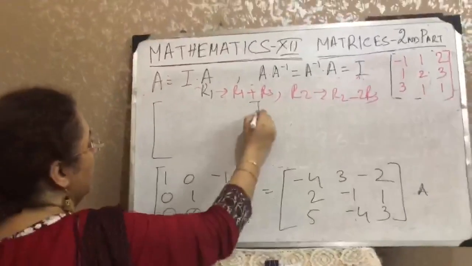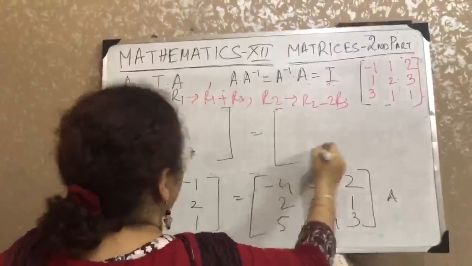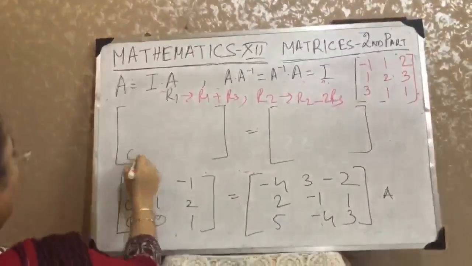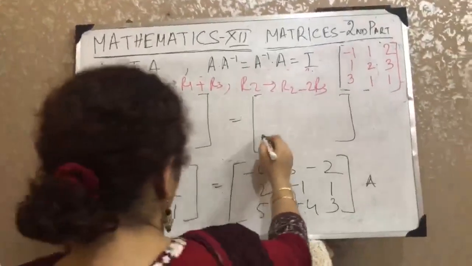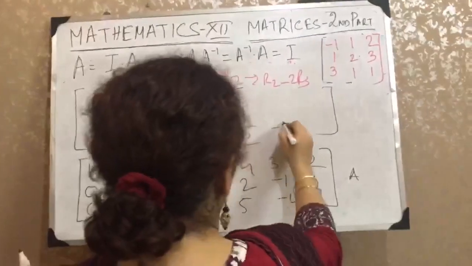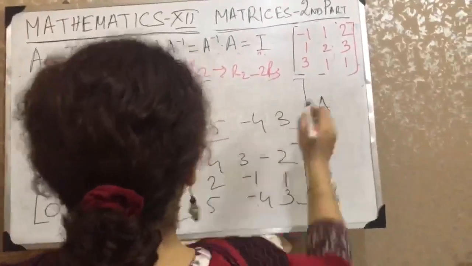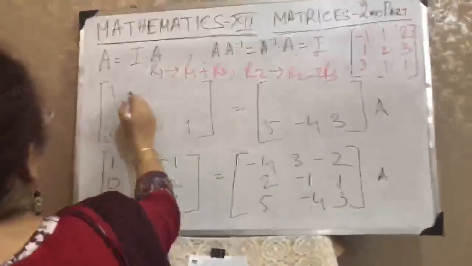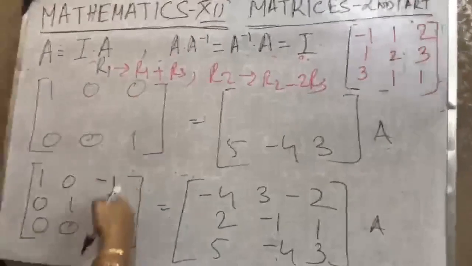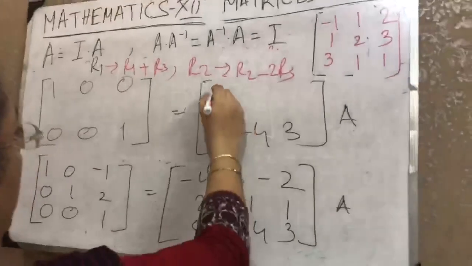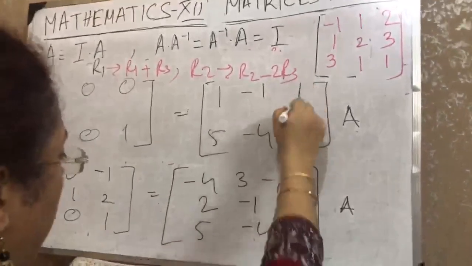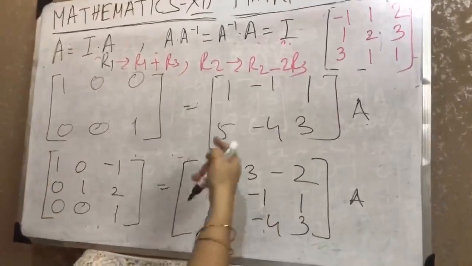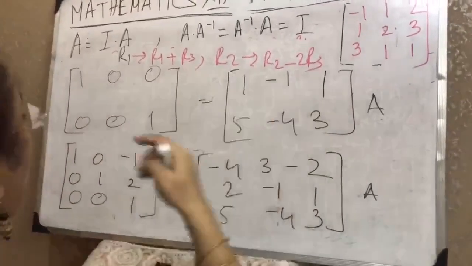First you copy the R3 which is remaining unchanged. 0, 0, 1. Here also 5, minus 4, 3. Now if you make R1 plus R3, the first row you will get 1, 0, 0. And here first row you will get 1, minus 1, 1. Because minus 4 plus 5 will give you a 1. 3 minus 4 you will give you a minus 1.